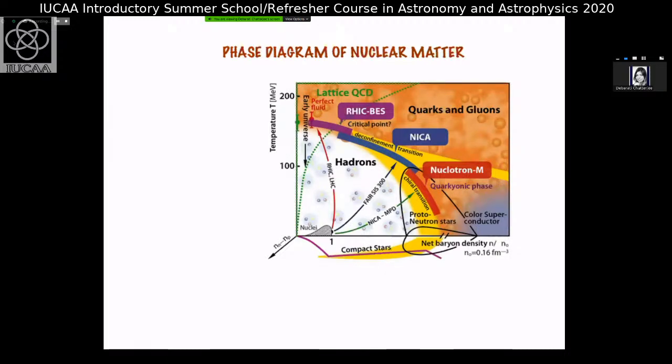Neutron stars lie very close to the bottom axis, marked by compact stars or proto-neutron stars. This is because they represent the region with very low temperature, around 0, and very high densities. On the other hand, we have nuclei at around 1 times saturation density. So these are the nuclear experiments.